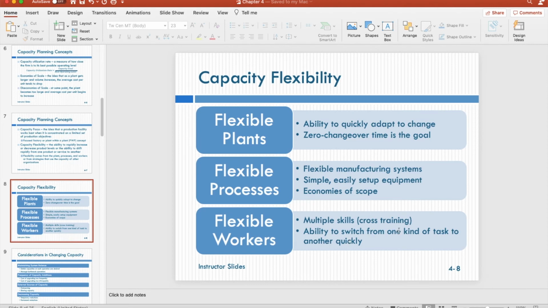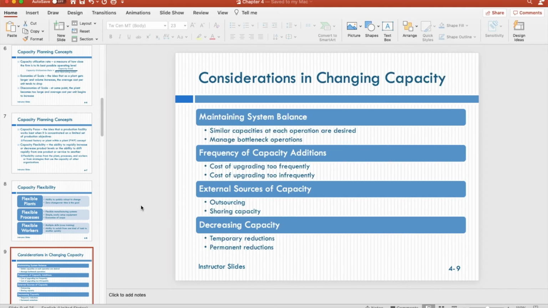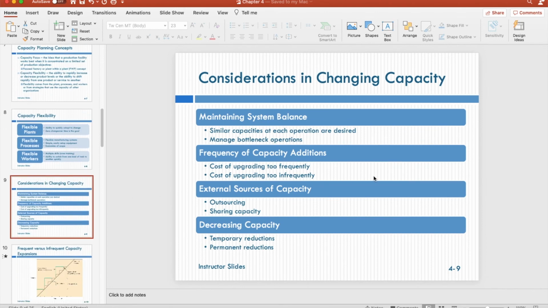All right. So you see that the capacity management actually has, let's say, at least three general types, right? More specifically, in terms of the capacity flexibility, we are trying to improve the flexibility in all these three different aspects: the flexible plans, flexible process, and flexible workers. Okay, that's it.